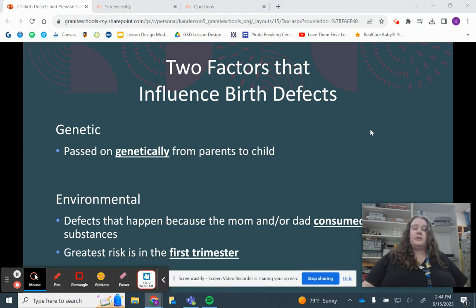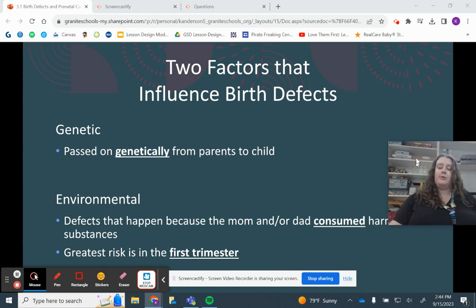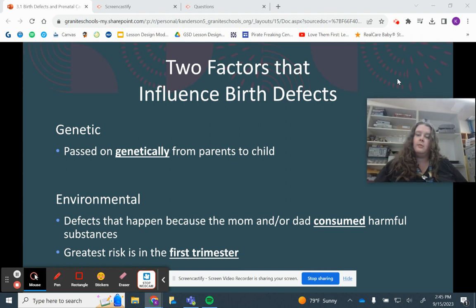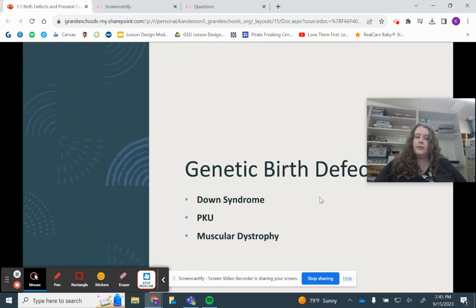There are two different factors that influence birth defects. There are some that are caused by genetics, so they're passed on genetically from parent to child, and there are some that are environmental. Environmental birth defects are defects that happen because the mom and or the dad consumed harmful substances, and the greatest risk is in the first trimester. I want you to be thinking about why the greatest risk would be during the first trimester of pregnancy. Okay, be thinking about that. We'll come back to that.